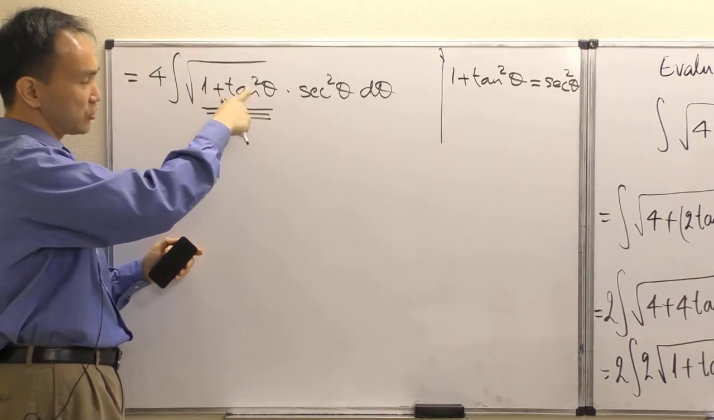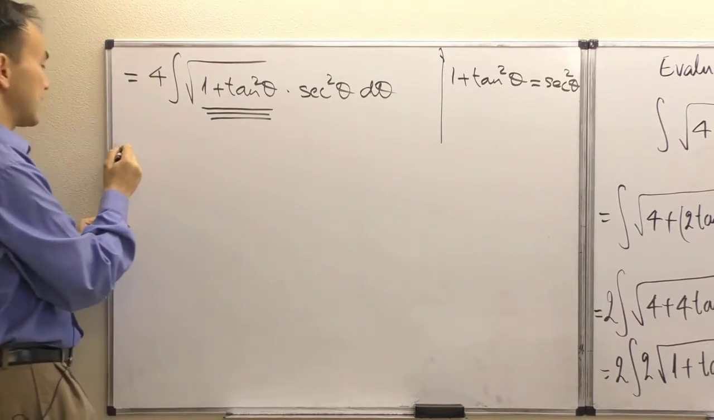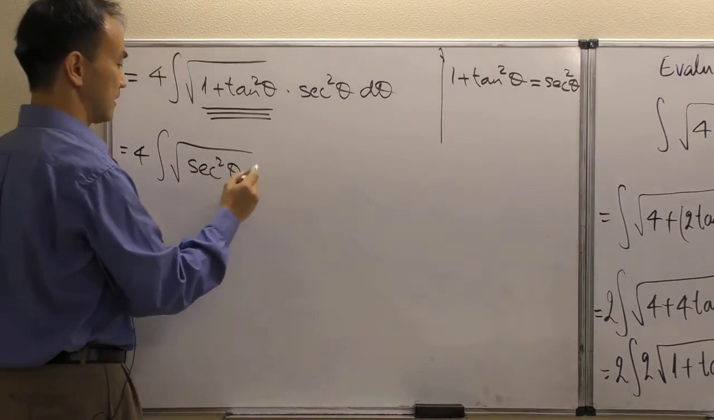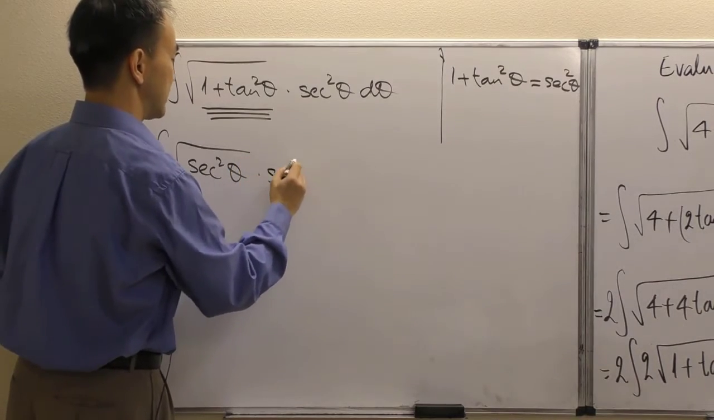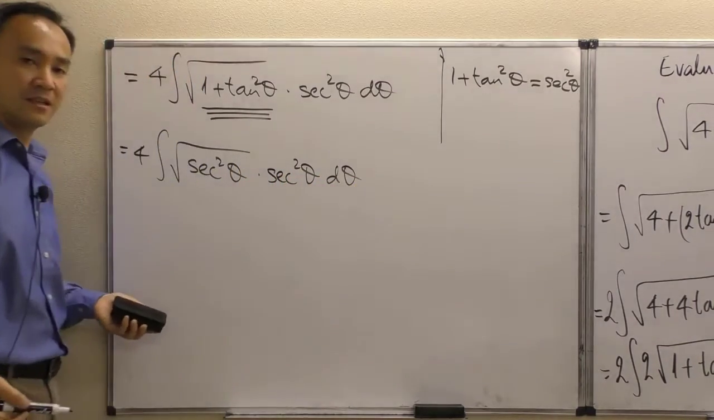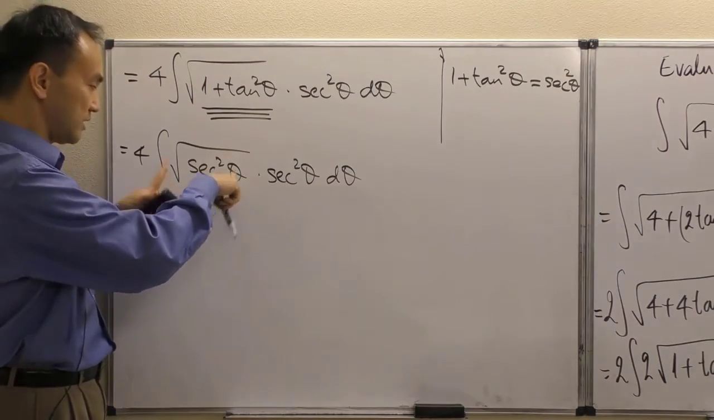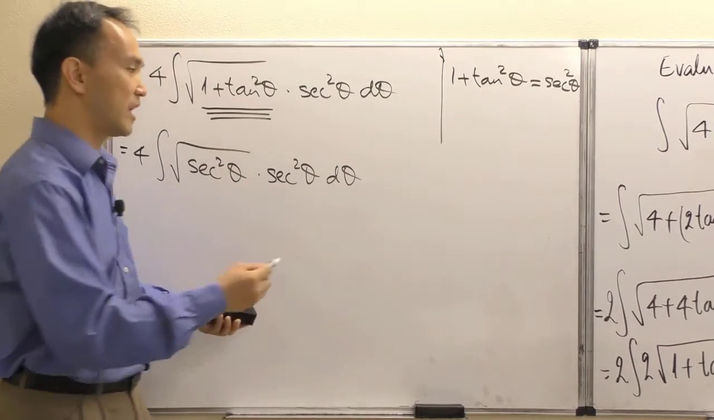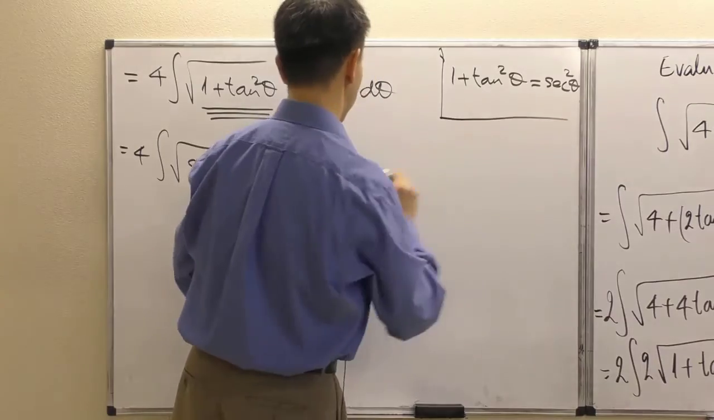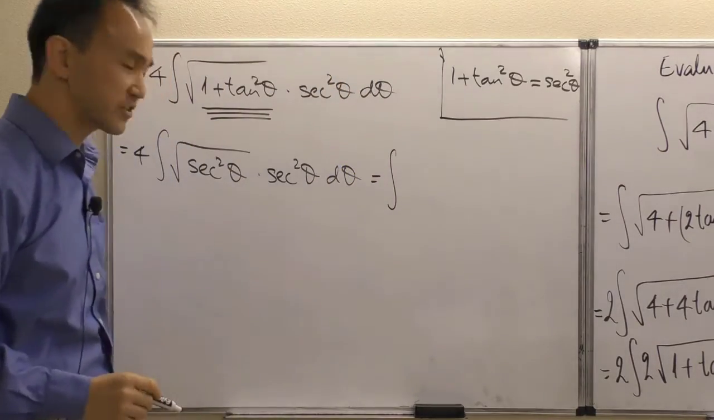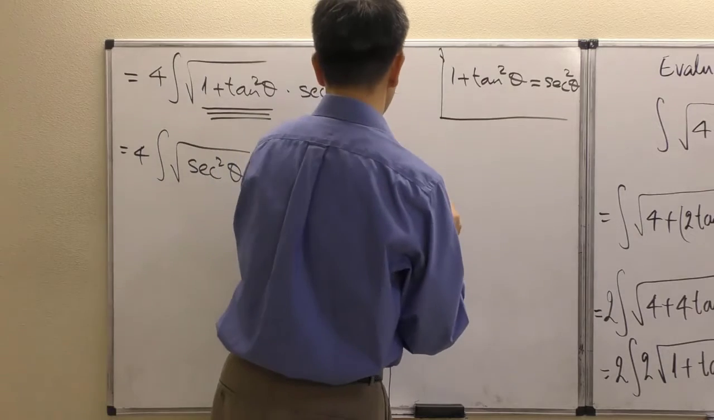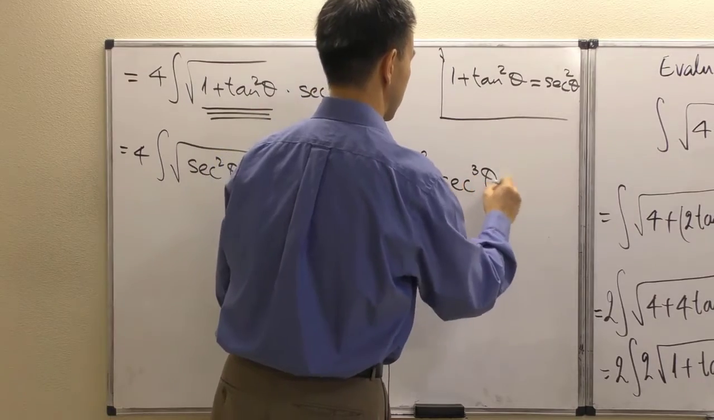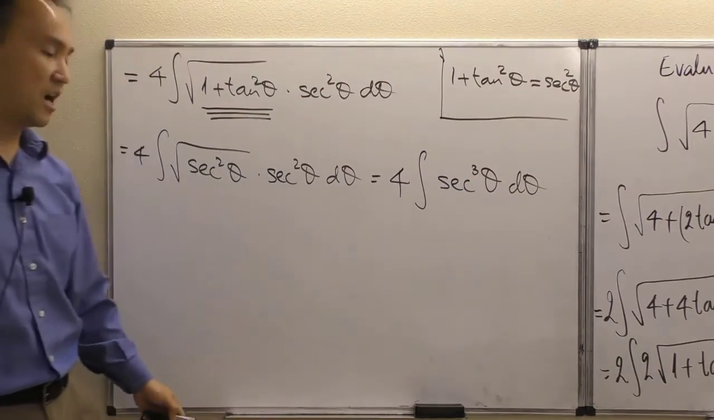So 1 plus tangent square inside my square root right here, I can write that as, in my next integral, a square root of secant square, and then times an extra secant square. Now the square root of secant square reduces down to just a secant, and multiplies together with the secant square outside of the root. Our next step is short enough that I'm going to write it on the same line: we're looking at 4 times the integral of secant cube theta d theta. And so now we came down to that.